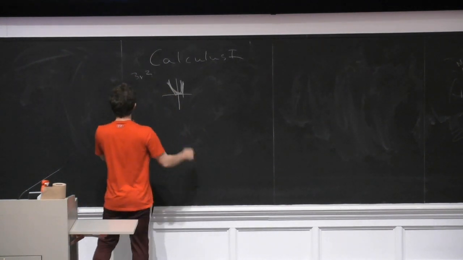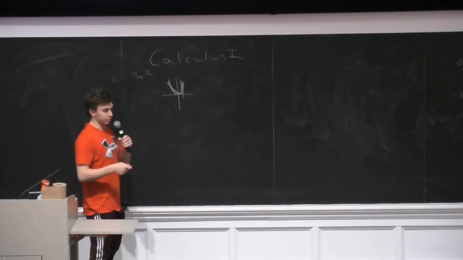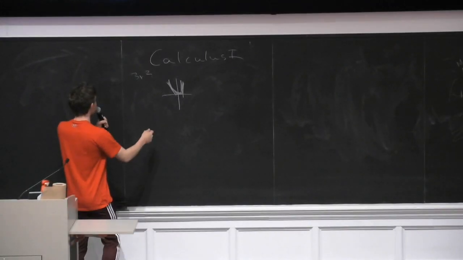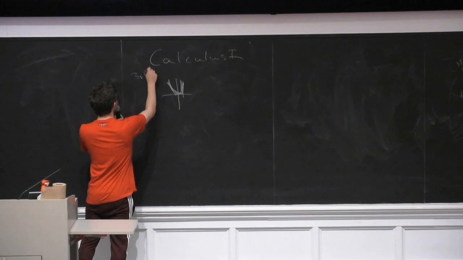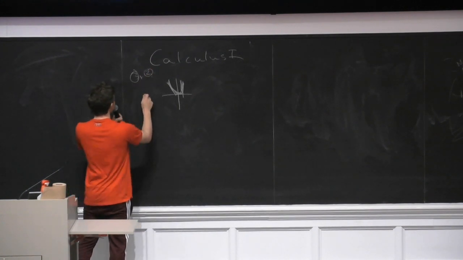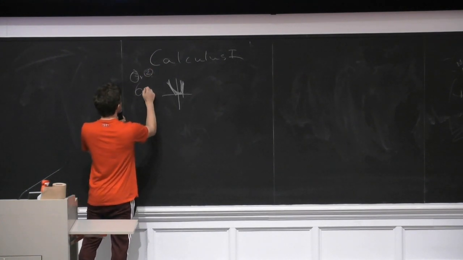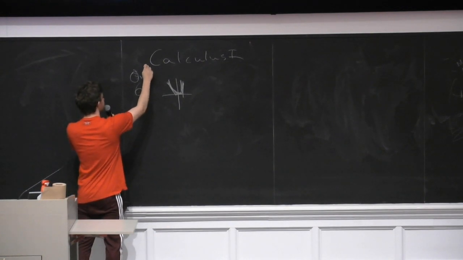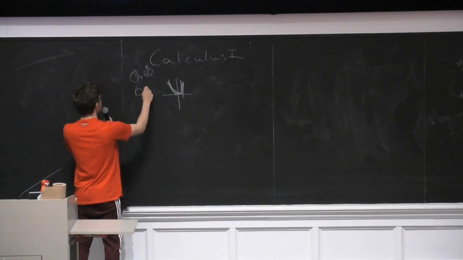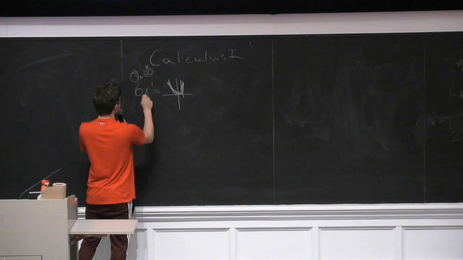So when you take the derivative of 3x squared, this is called the power rule for derivatives. So you multiply the exponent times the base, which gets you 6, and then you decrease the exponent by 1. So it would be 6x to the 1, which is just 6x.